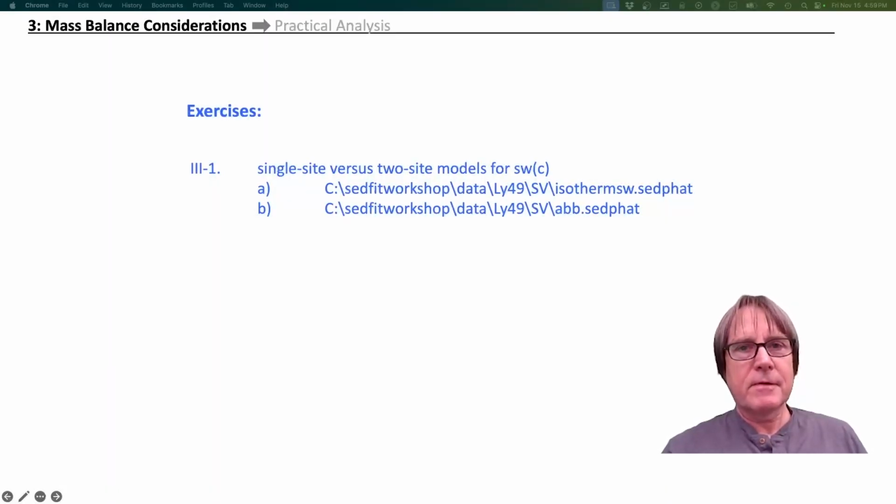But before we go there, if you are watching this video as part of the workshop and have access to some of the example data, then this would be a good time to stop the video and practice with the provided data sets how to carry out isotherm analysis in ZFAT.